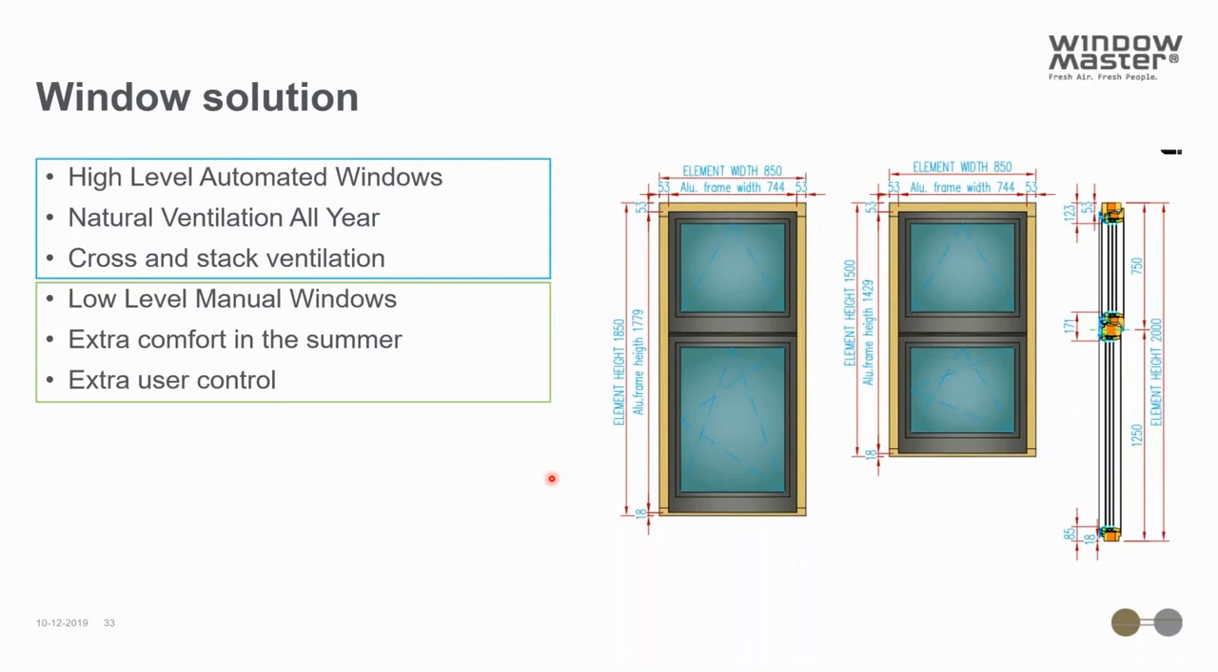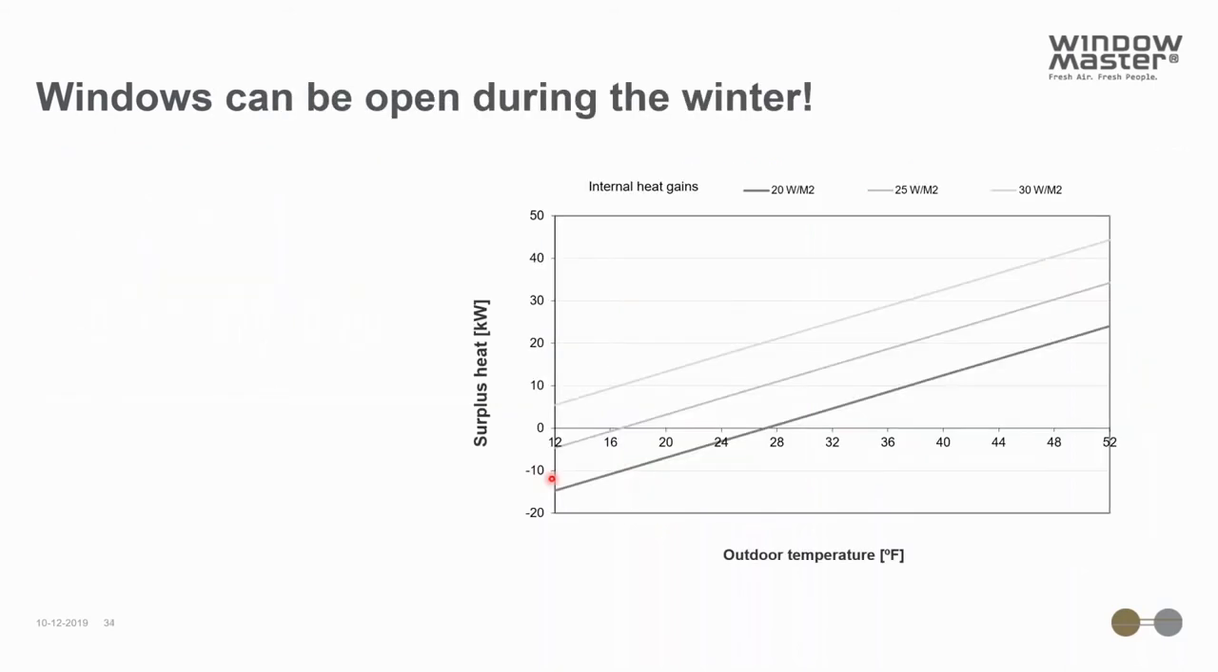And of course, extra user control, as I mentioned before, is a very important tool to increase satisfaction and wellness of the users. As I just mentioned, natural ventilation is used throughout the whole year in House Zero.